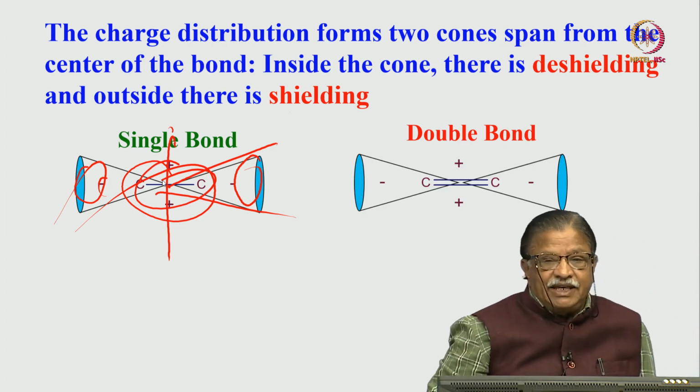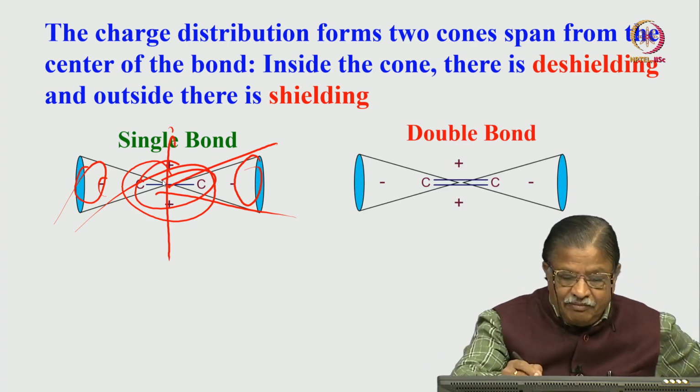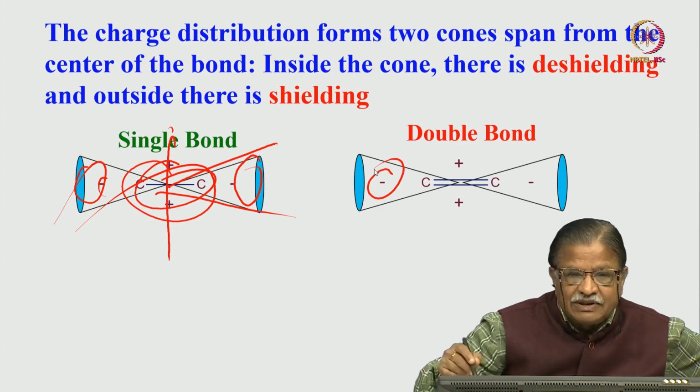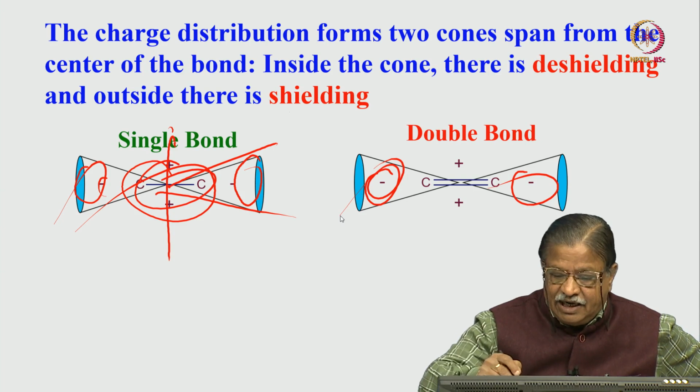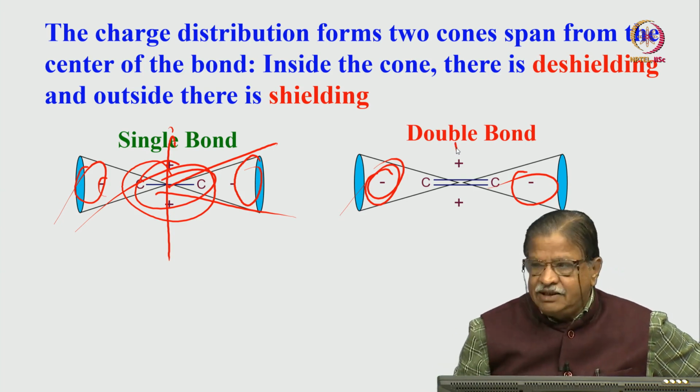If I see a C double bond C, again the same, we have two cones like this from the center of the bond. Protons situated inside the cone are de-shielded, above and below are shielded.